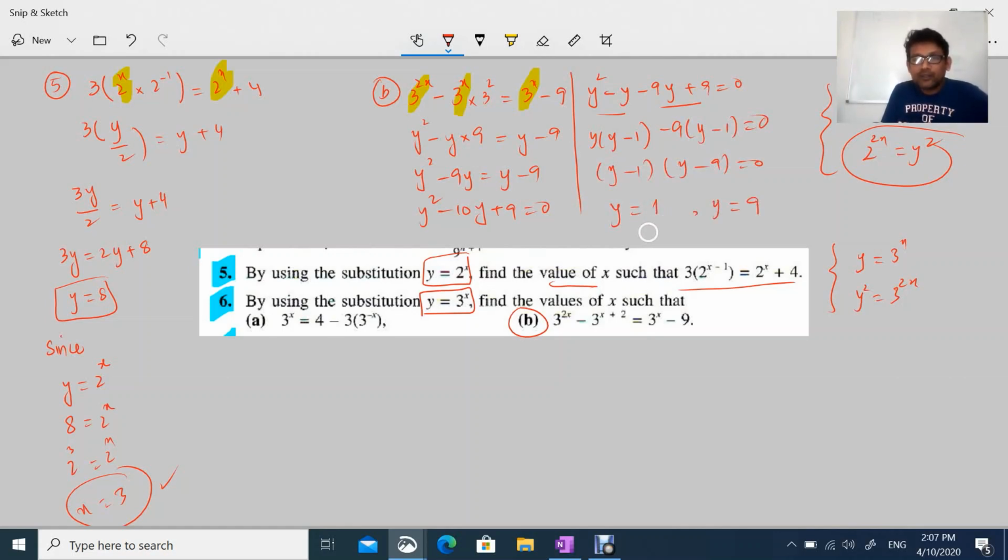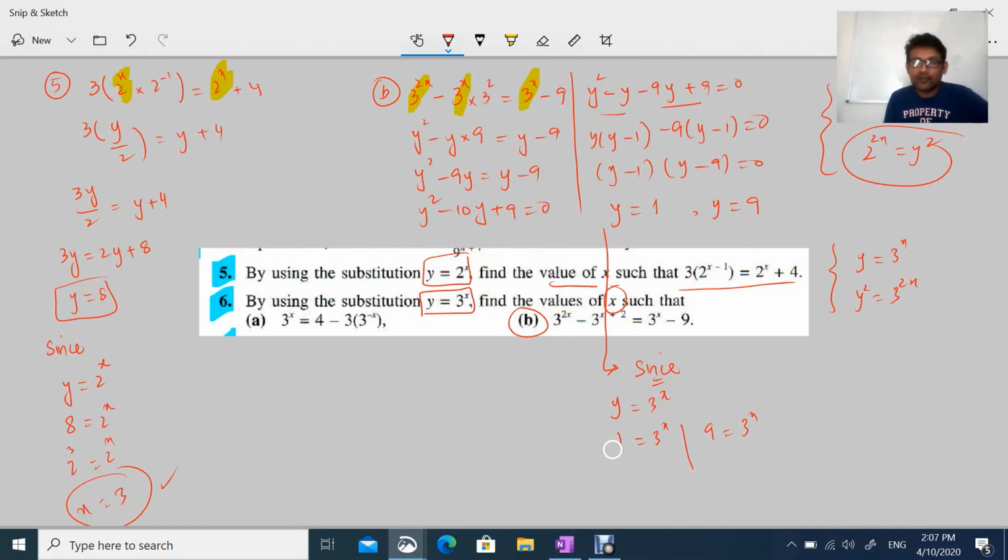But this is not your result. We are not finding y, we are finding the value of x. So what I have to do, I have to apply 'since'. Since y is equal to 3 power x, y is 1. When y is 1, 1 is equal to 3 power x. And when y is 9, I will write 9 is equal to 3 power x.